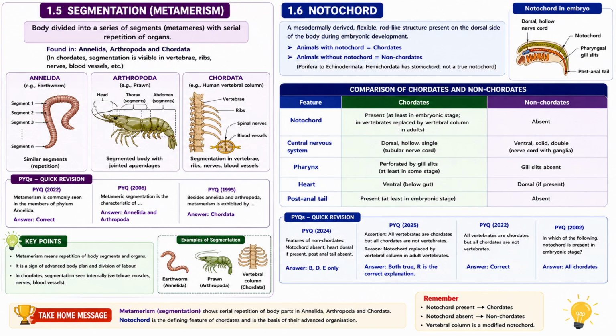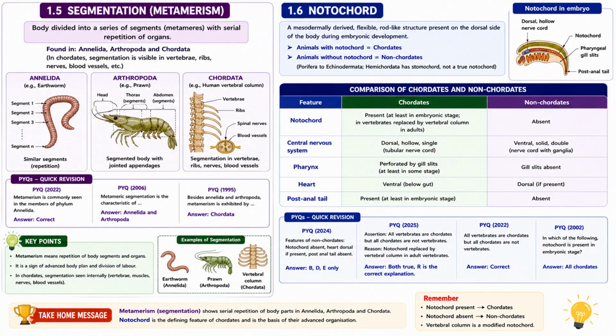Let's see what we mean by segmentation, called metamerism. The body is divided into a series of segments, metameres, with serial repetition of the organs. So the body is divided into segments, each segment is called a metamere, and in each segment there is a repetition of the organs present inside that organism. Such a series of segmentation is called metamerism, found in Annelida, Arthropoda, and Chordata. In chordates, segmentation is visible in vertebrae, ribs, nerves, blood vessels, etc.